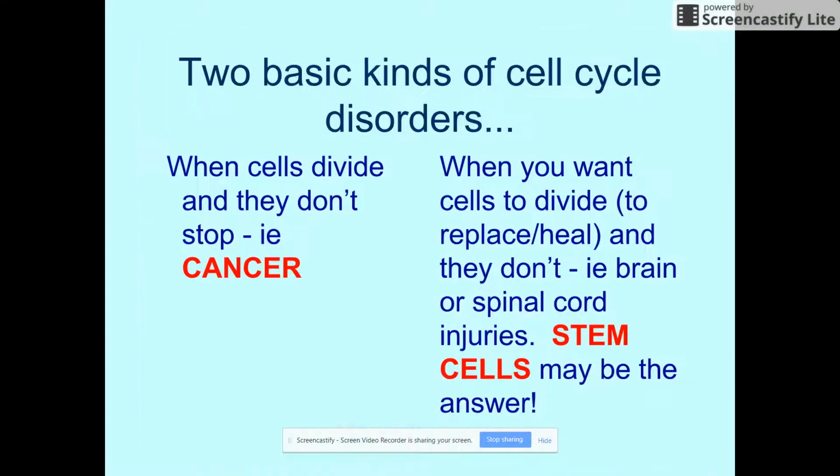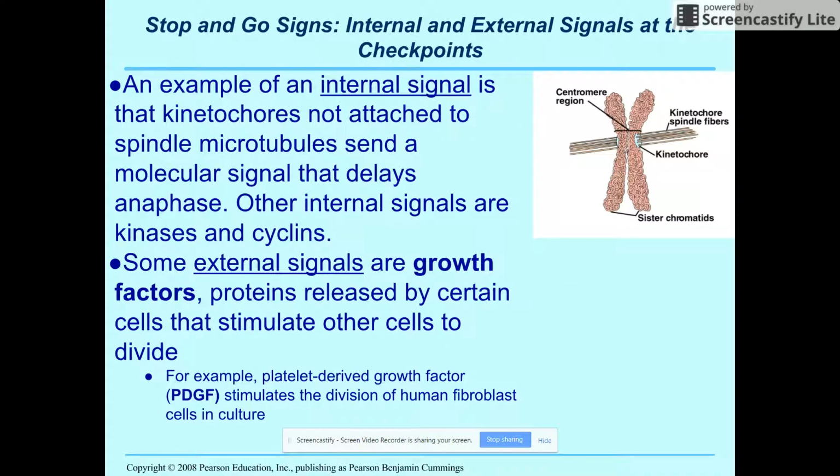So let's get started. There are two different types of cell cycle disorders, and they have contrasting issues. The first is when we have cells that divide normally, but they will not stop, and they divide out of control, and that would be cancer. The second is when we have cells that we would rather have divide and they cannot divide. Examples of that would be cells that we need to replace or heal, different injuries such as brain or spinal cord injuries. And that leads us to the application of stem cells and how their therapy might be the answer to some of these disorders.